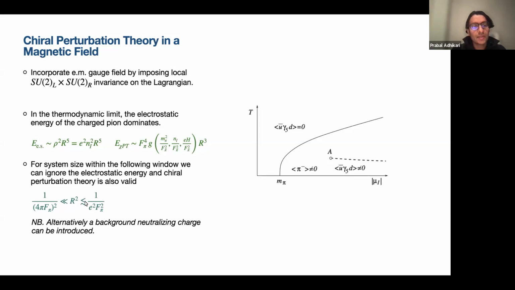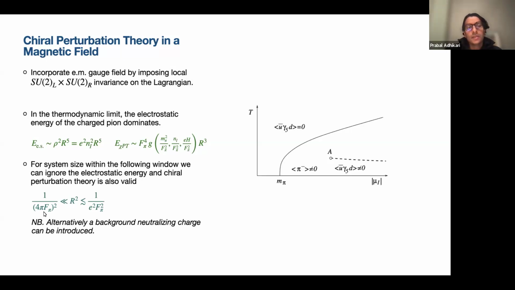So as long as r squared is less than 1/(e squared f_pi squared), a quantity that will appear later on as well, we can safely assume that the strong interactions dominate. The equality on the left here is basically the regime of validity of chiral perturbation theory, where 4 pi f_pi squared is the relevant mass scale, or mass squared scale. And if one does the calculation with the right numerical values, one finds that this window is significant, and therefore the thermodynamic limit exists.